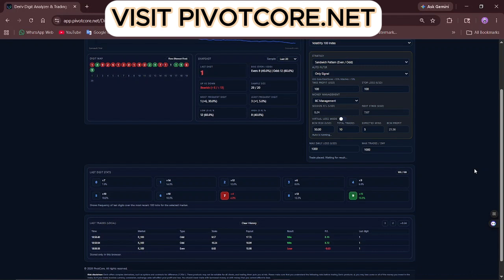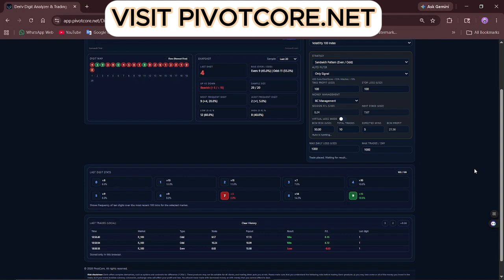As we approach the end of our 10-trade session, you can see the strategy working exactly as planned. We just hit our 5th win, target achieved perfectly. This proves that you don't need a 100% win rate to be smart with your money. You just need a disciplined system and the right tools. PivotCore.net gives you that exact edge.